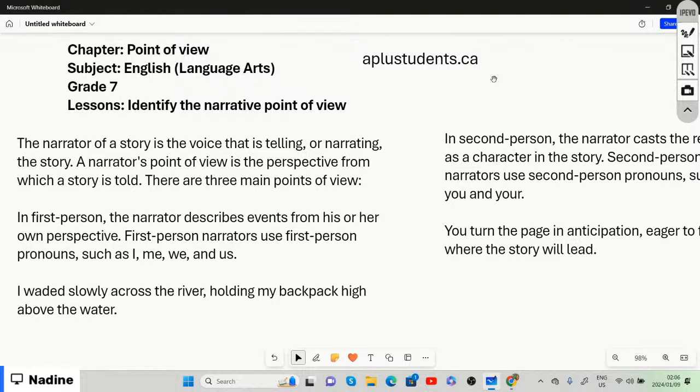All right, so when it comes to point of view, the narrator of a story is the voice that is telling or narrating. Like if you think of a play, right? Sometimes with a play, or sometimes in a story or a book that you're reading, you'll have a narrator of a story. And he or she is the voice that is either telling or narrating this specific story.